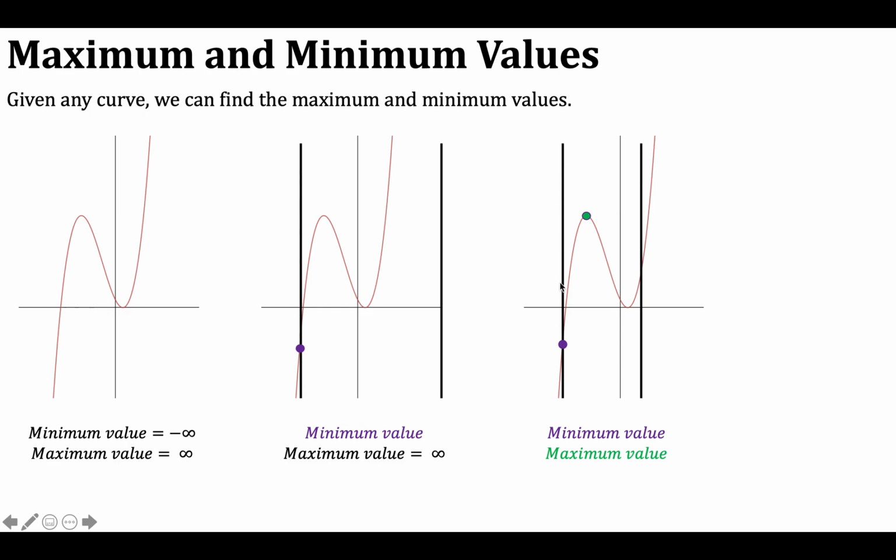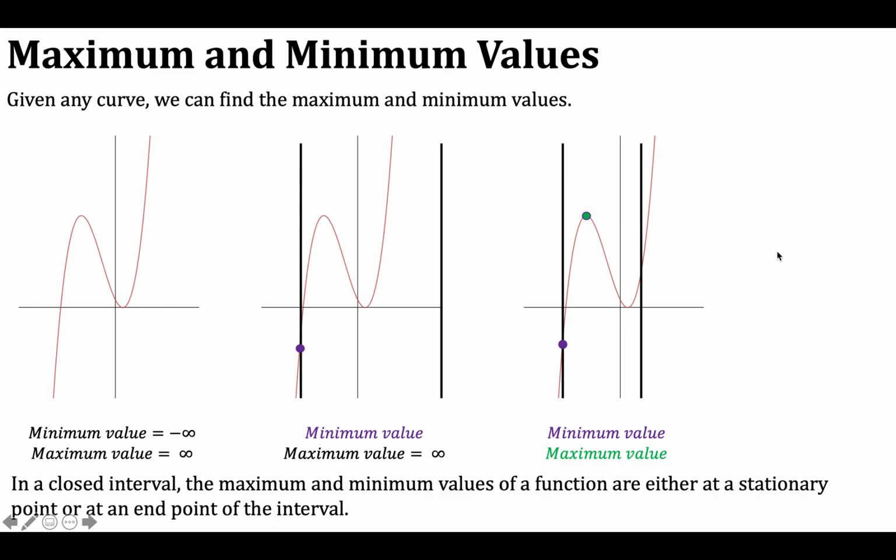Had we moved this line even further in, the minimum value might have been here. It might have actually been the other turning point. So it's just something that we have to investigate for every different curve that we meet. So in a closed interval, the maximum and minimum values of a function are either at a stationary point or at an end point of the interval.